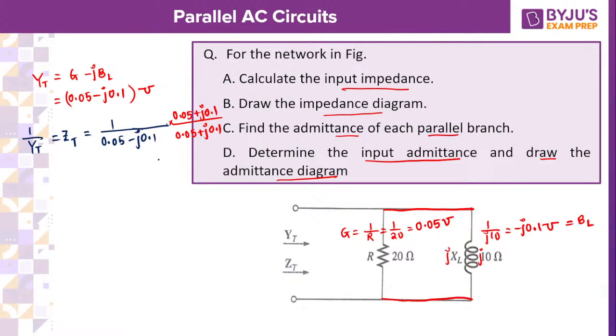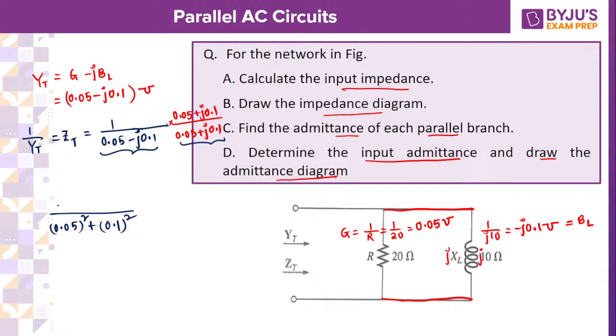Then if you do so, the denominator will look like A minus jB into A plus jB. So what will be the denominator? You are going to get A square minus B square, but we have got plus j and minus j, so it will be B square plus B square, A square plus B square. So you are going to get 0.05 whole square plus 0.1 whole square.